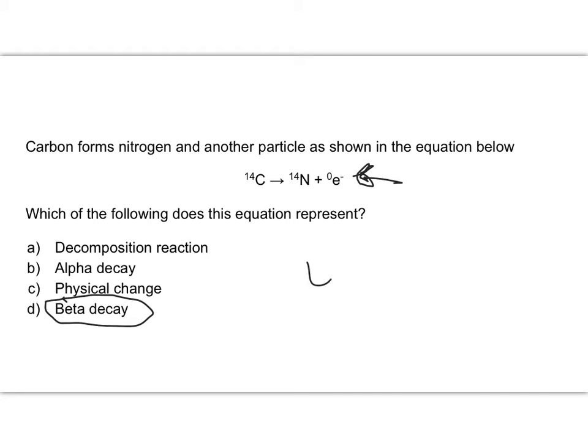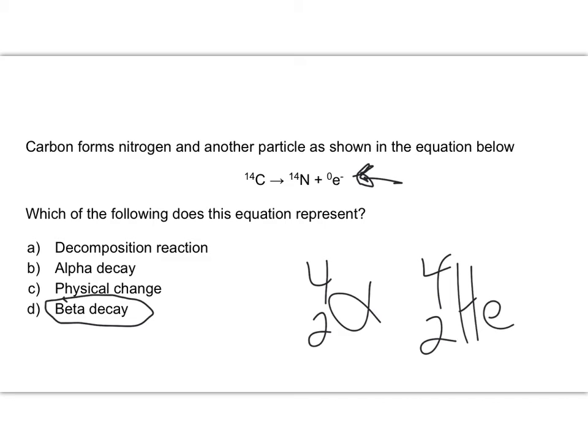Alpha decay would have that 4,2 alpha, or sometimes written as 4,2 He. That would indicate alpha decay, but in this case we have a beta particle, which means beta decay.